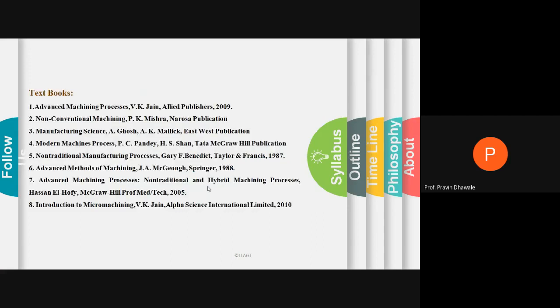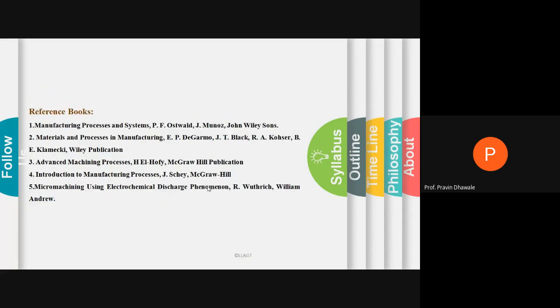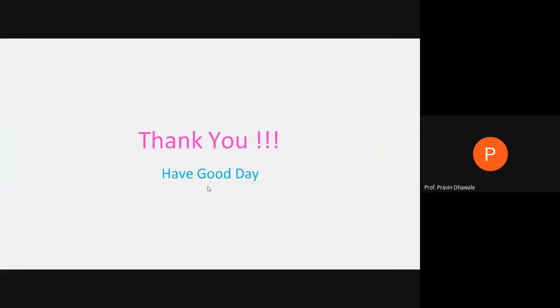These are the textbooks you may use for learning this subject: Advanced Machining Processes by V.K. Jain, P.K. Mishra, likewise Ghosh, P.C. Pandey, right? These are the reference books: Manufacturing Process and Systems by P.F. Ostwald, Materials and Processes in Manufacturing by E.P. DeGarmo, right? These are the references.